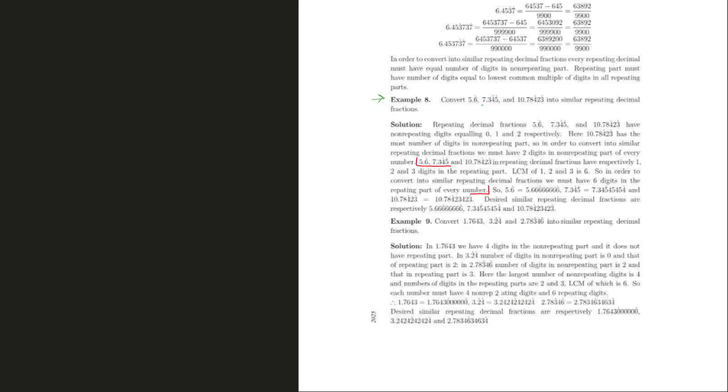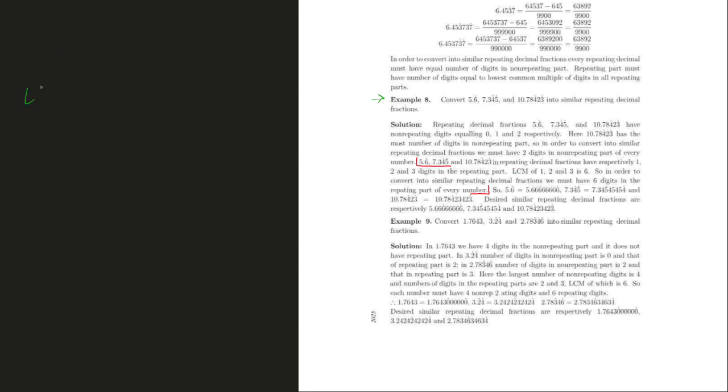So here we're asked to convert 5.6 repeated, 7.345 repeated, and 10.78420420 repeating decimal fractions. Now, here's a note on how to do it: 5.6, 7.345 and 10.78423 in repeating decimal fractions have respectively 1, 2, and 3 digits in the repeating part. So we take the LCM of 1, 2, and 3.